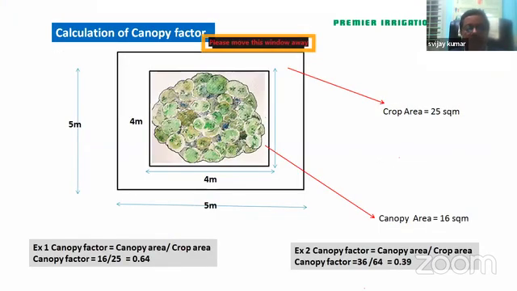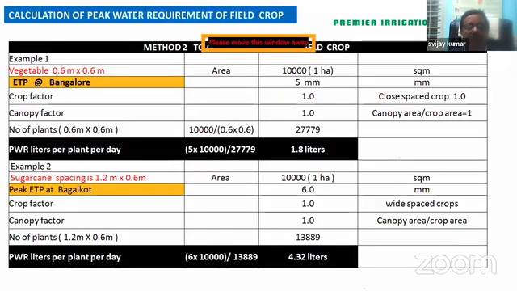Now, can we do this calculation for the field crop? Yes, it is very much possible, but the method is slightly different. Now, let us take a vegetable crop. The vegetable crop of 0.6 by 0.6, and the total area that I'm considering is 1 hectare, that is 10,000 square meters. And I am taking the evapotranspiration in Bangalore on a particular day as around 5 millimeters. Here, in case of a vegetable crop, when the crop is fully covered, the crop factor will be 1 and the canopy factor also will be 1.